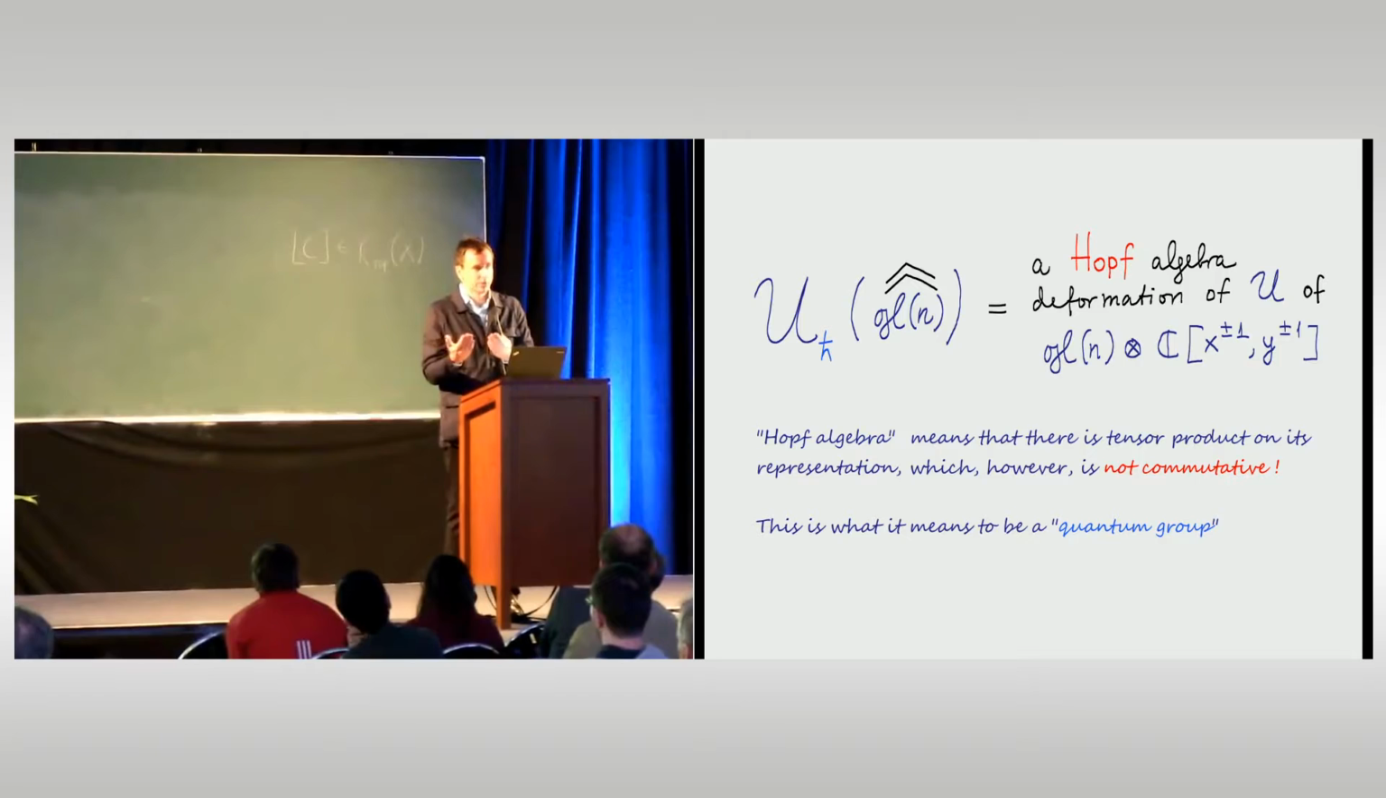Generally speaking, you will get an isomorphic representation, but the isomorphism is not the permutation of tensor factors. It's a more complicated object. And this more complicated object is called the braiding.